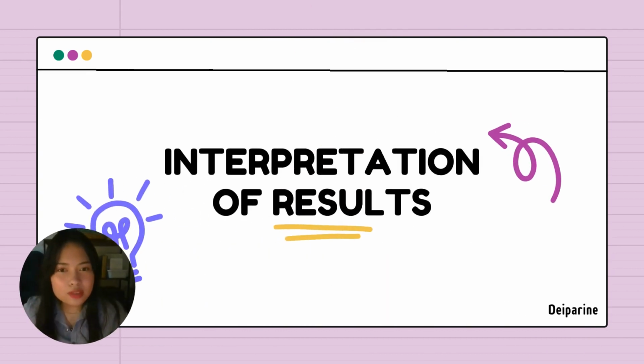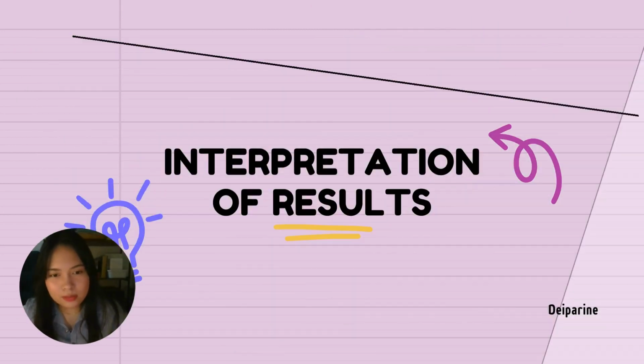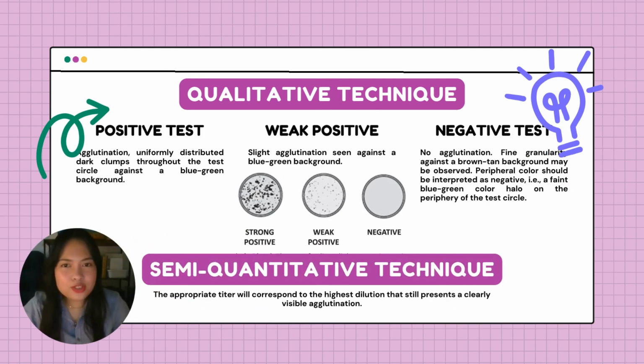Now let us proceed with the interpretation of results. Beginning first with the qualitative technique interpretation of results. So, a positive test would show agglutination and uniformly distributed dark clumps throughout the test circle against a blue-green background. And for the weak positive, you'll be observing slight agglutination seen against a blue-green background. And for a negative test, of course, you will be observing no agglutination, and fine granularity against a brown tan background may be observed.